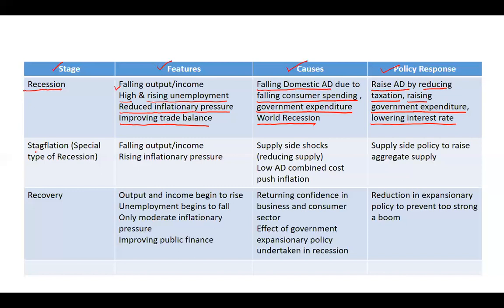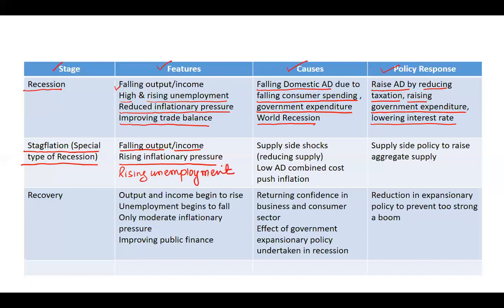Another stage of the trade cycle, which is a special type of recession, is called stagflation. In stagflation, one of the important features is falling output, as in recession, and a falling income level, but this falling output comes with rising inflationary pressure. So this is a unique situation where output falls, and instead of reducing inflationary pressure, which is the normal thing, the inflation also increases. It means the combined effect, that is rising inflation with rising unemployment, and this is a disaster.